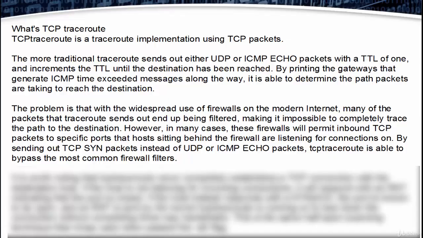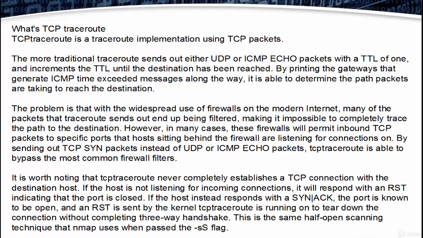However, in many cases, these firewalls will permit inbound TCP packets to specific ports that hosts sitting behind the firewall are listening for connections on. By sending out TCP SYN packets instead of UDP or ICMP echo packets, tcptraceroute is able to bypass the most common firewall filters. It is worth noting that tcptraceroute never completely establishes a TCP connection with the destination host.